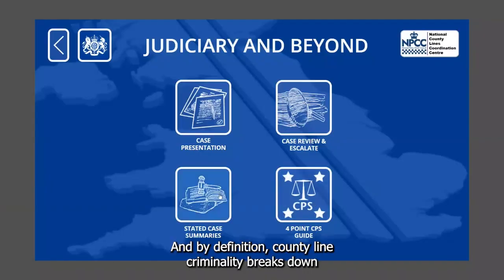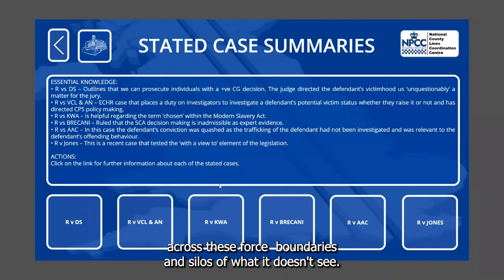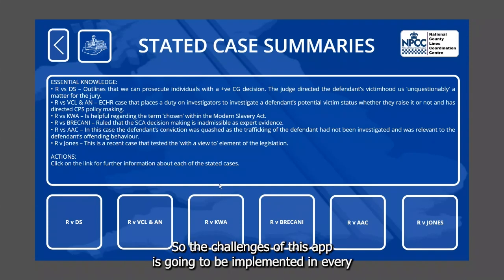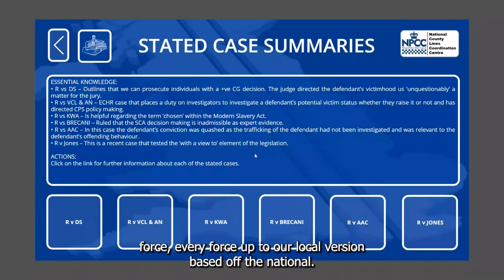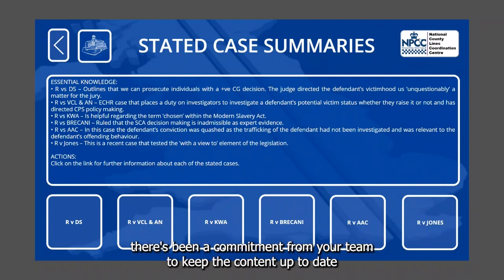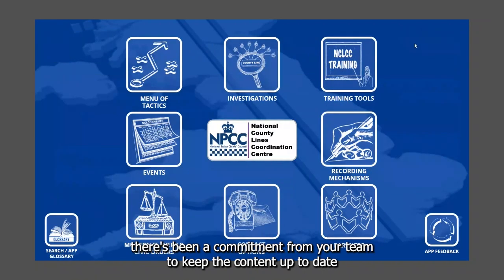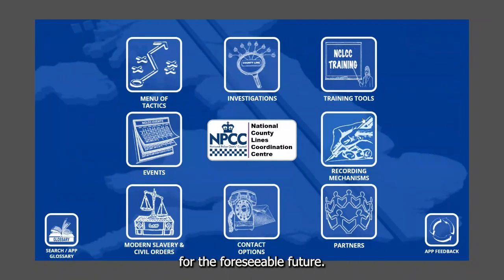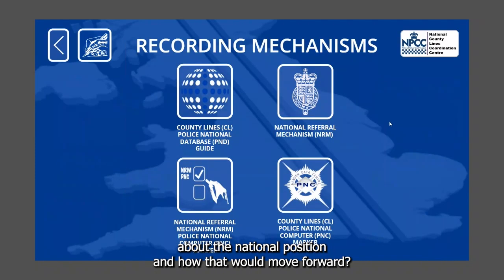And by definition, county line criminality breaks down across these force boundaries and silos of work, doesn't it? So the challenges of this app, it's going to be implemented in every force. Every force will have their local version based off the national. But I believe there's been a commitment from your team to keep the content up to date for the foreseeable future. Could you explain a little bit more about the national position and how that will move forward?